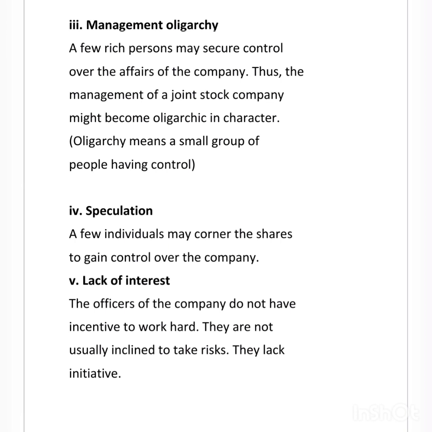Next is speculation. A few individuals may corner the shares to gain control over the company. Cornering the shares means they will buy the shares and sell it at a higher price. Next is lack of interest. The officers of the company do not have more interest to work hard. So why? What is the reason? Because they are not going to earn much money. So they are not having interest to work hard.